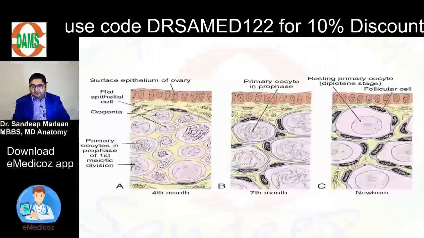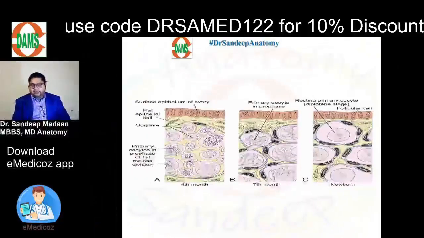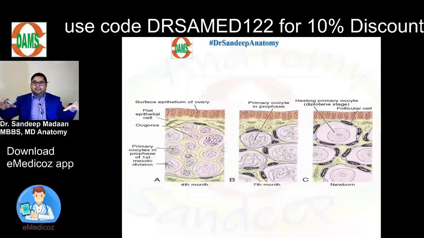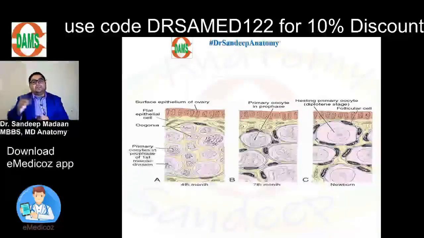What will happen at the time of puberty? First, the hormone which will bring the change is FSH. What is the full form? Follicular stimulating hormone. So obviously we have a pool of follicles in both the ovary. FSH is coming. What is its role? Follicle stimulating. It will stimulate the follicles.